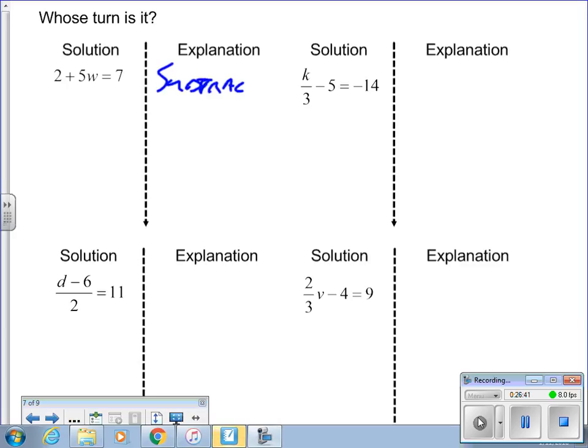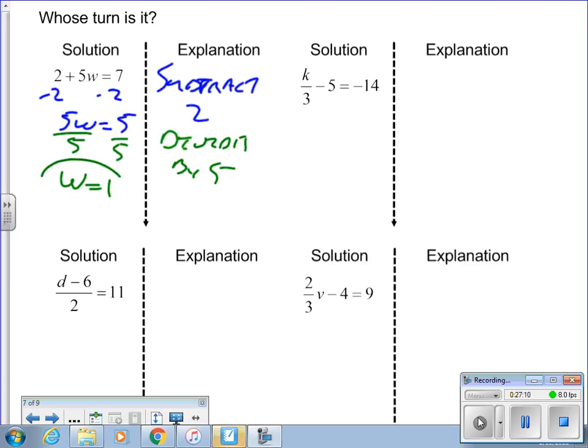Subtract 2 minus 2 minus 2. 5w equals 5. I know, sometimes my handwriting is really horrible. One of my issues, I get it. I just forgot to write all the... Okay, so I subtract 2, and the second thing I do is divide by 5. w equals 1. On the next one, my first step is to add 5.